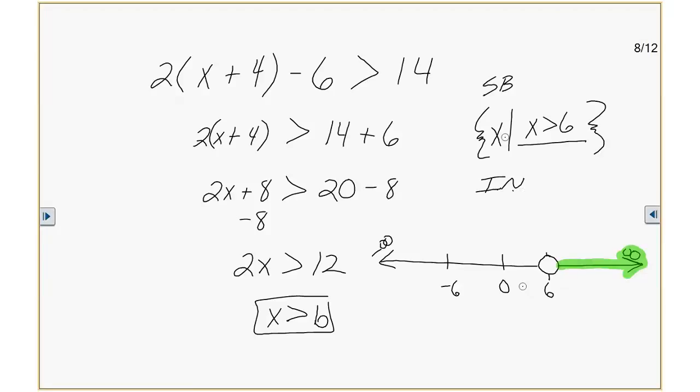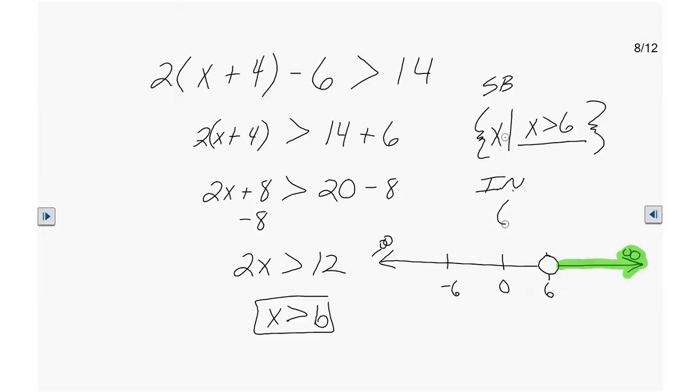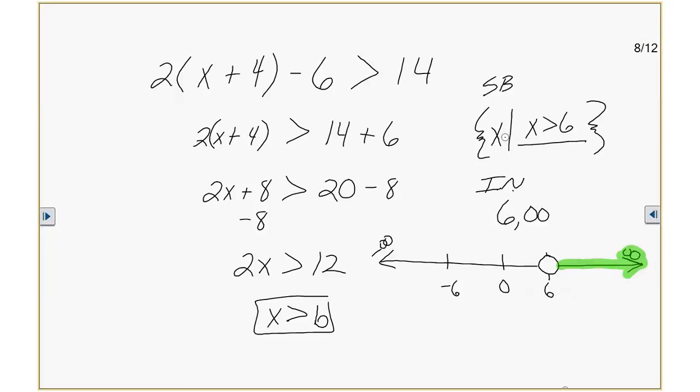Somebody read this for me, from left to right. That's not rhetorical, I'm asking y'all to interact with me. 6 to what? Positive infinity. What always goes on infinity? And what goes on to this 6? Open circle, look back at your notes. What does open circle go with? Parentheses.